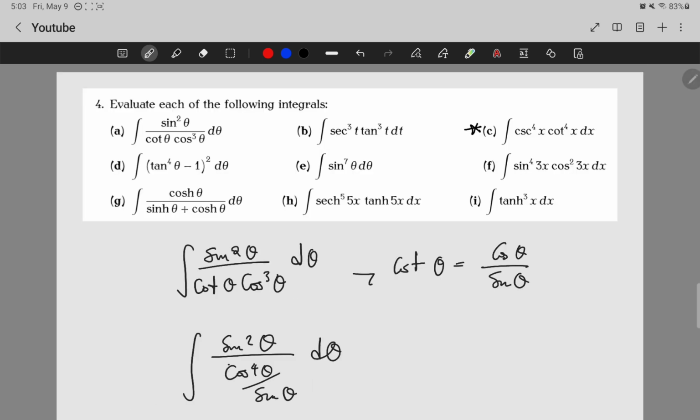For our next example, we're going to look at D. So for D, what are we looking at? Here we're looking at the integral of tan to the power 4 theta minus 1, squared. Let's see how this one is supposed to be worked out.